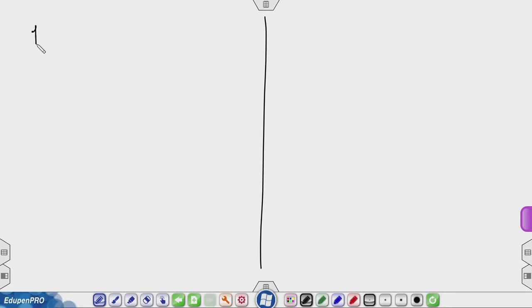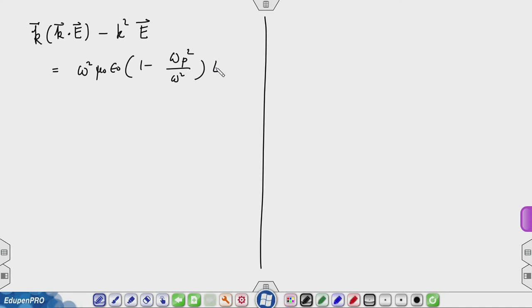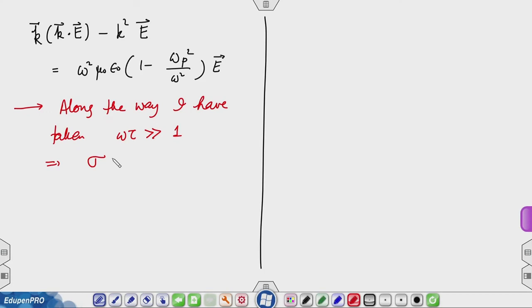So, what you get finally is that from the left hand side you get k dot E minus k square E, and the right hand side, when you work it out, is omega square mu 0 epsilon 0 times (1 minus omega p square over omega square) E. Along the way, I have taken omega tau much greater than 1, and therefore, I have taken sigma omega to be sigma 0 over omega tau times i. So, I am working at very high frequencies compared to the collisional frequency, then I get this.